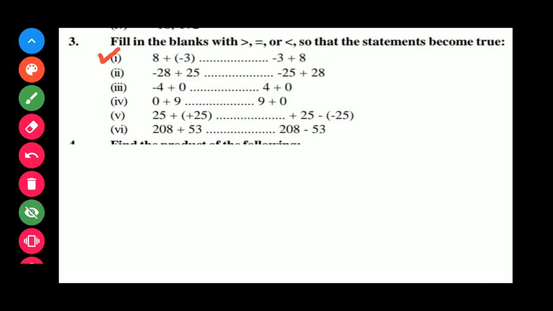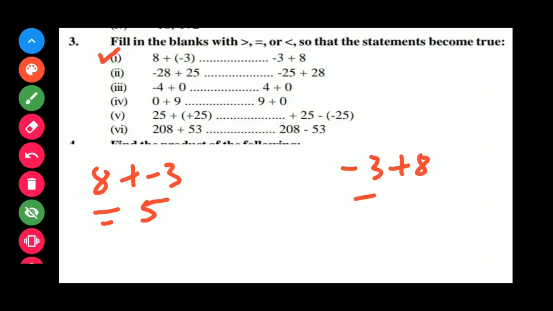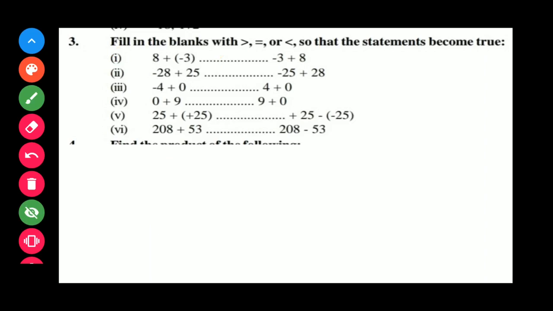The first question. It is 8 plus minus 3, so that is 5, and it is minus 3 plus 8, so that is also 5. So both are the same, so you can put here the equal to sign. Now come to the second part of this question.